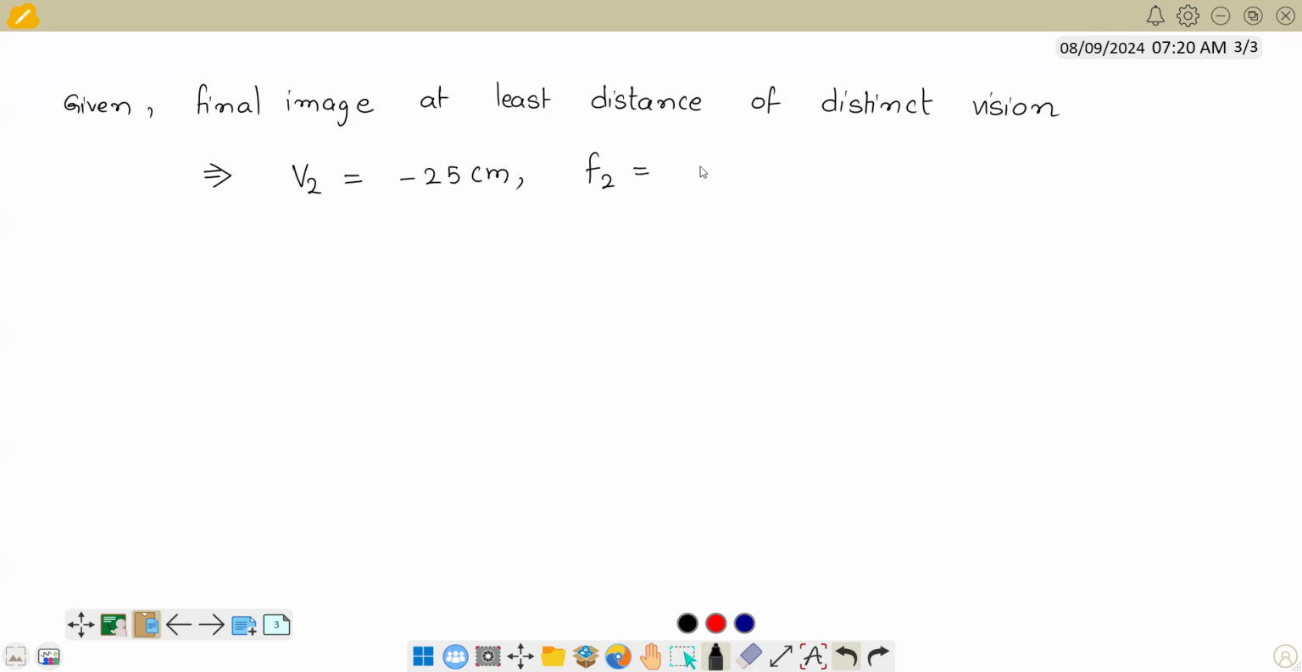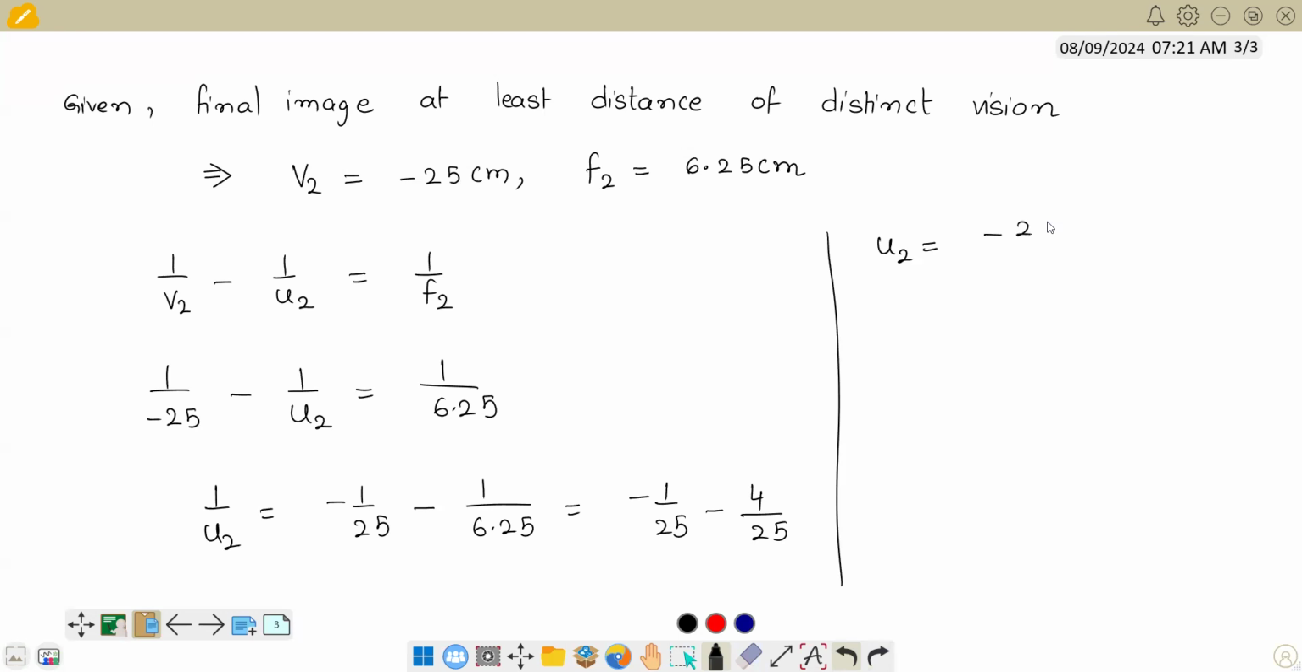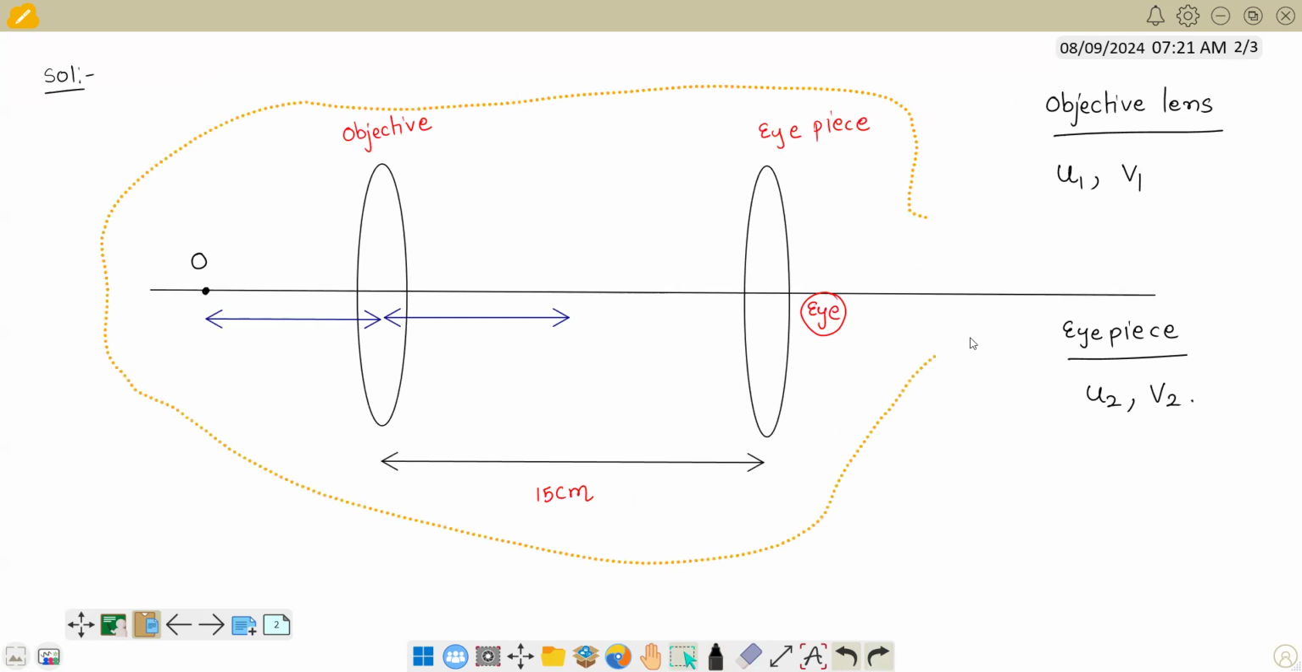We already know f2, that is f eyepiece. It is given as 6.25 centimeter. From this, we can find u2. So let us try to find u2. 1 by v2 minus 1 by u2 equals 1 by f2. So 1 by minus 25 minus 1 by u2 equals 1 by 6.25. If I solve it further, 1 by u2 equals minus 1 by 25 minus 1 by 6.25. We can write this as minus 1 by 25 minus 4 by 25. So we finally get u2 equals minus 25 by 4. So minus 5 centimeter. We got u2 as minus 5 centimeter. What does it exactly mean? What's the meaning of u2 as minus 5 centimeter?